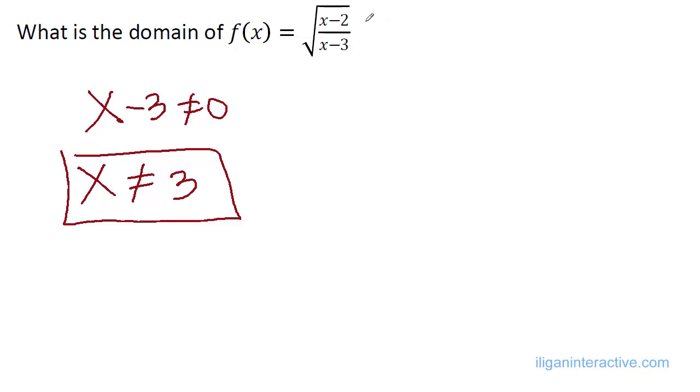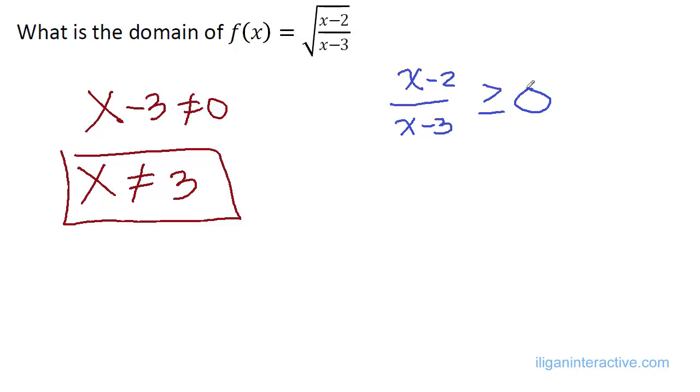Having a square root simply means that we cannot have what? We cannot have a negative number inside the square root in our argument, because we are supposed to only have the domain among real numbers only. So which means that gives us (x minus 2) over (x minus 3) must be greater than or equal to 0. And now we have this inequality here, and we're looking for the possible solution set.